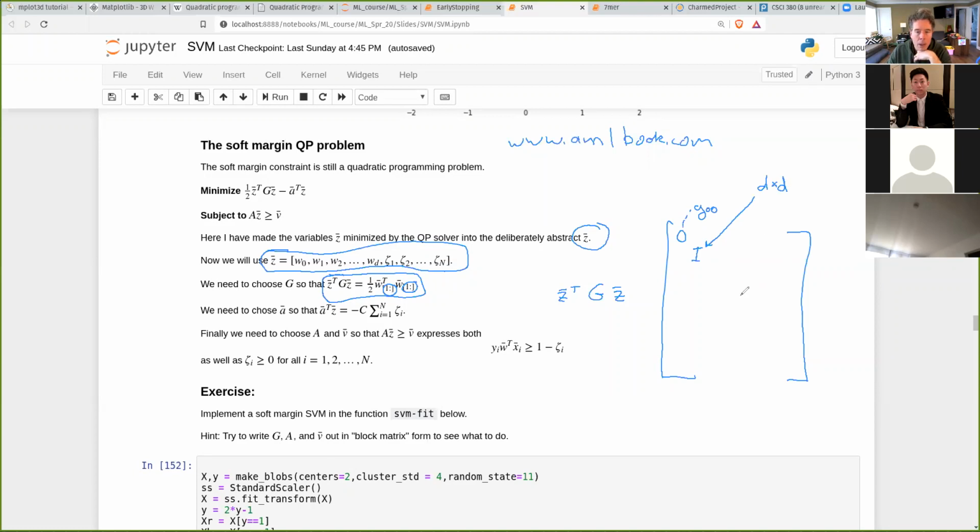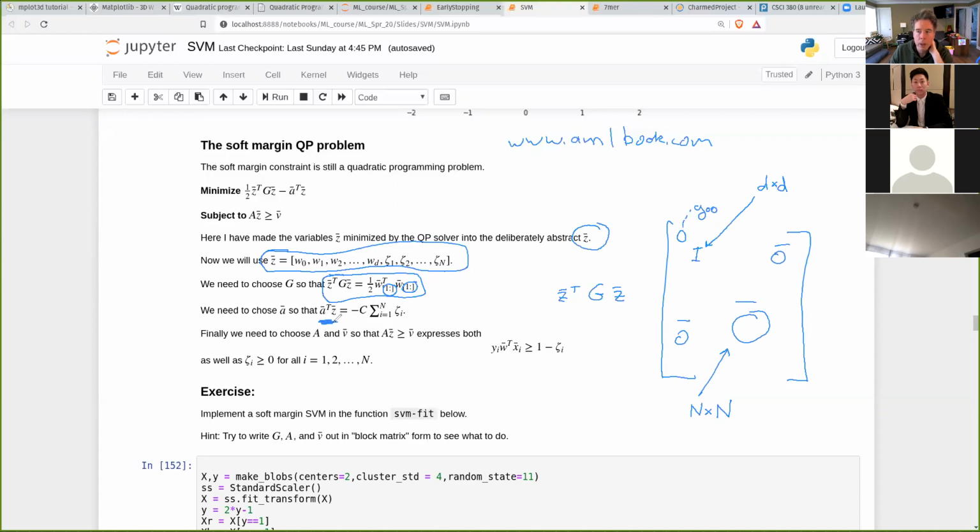But we don't care about all of these slack variables at all here, so we just put in a big 0. This is an n by n 0. And then everything off the diagonal is zeros. So you have to use NumPy to build a matrix like that. That's what G is going to be. And what that will give you is this: Z^T G Z is just that.